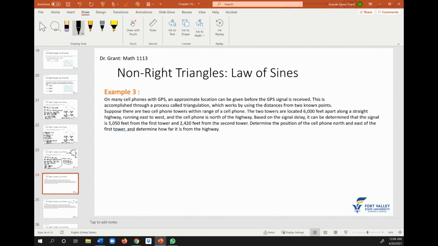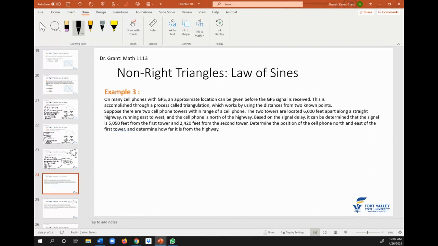So on many cell phones with GPS, an approximate location can be given by the GPS signal before the GPS signal is received. This is accomplished through a process called triangulation, which works by using the distance from two known points. Suppose that there are two cell phone towers within range of a cell phone. The two towers are located 6,000 feet apart along a straight highway running east to west, and the cell phone is north of the highway.